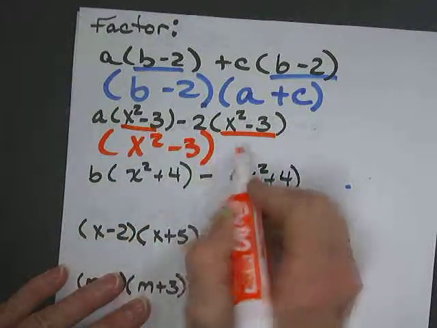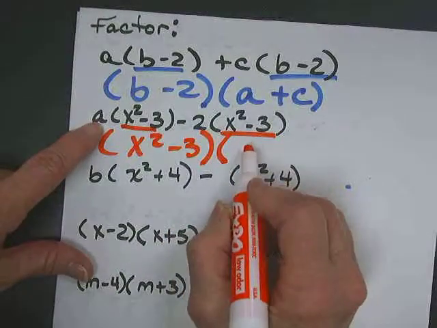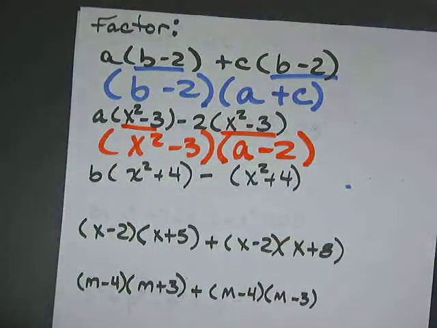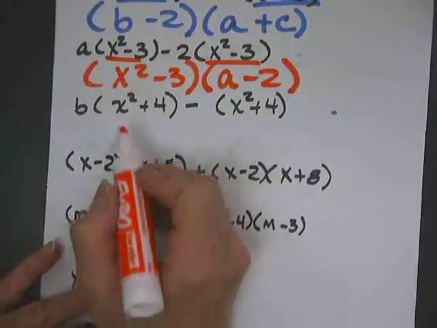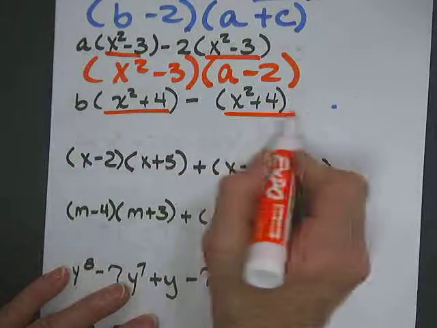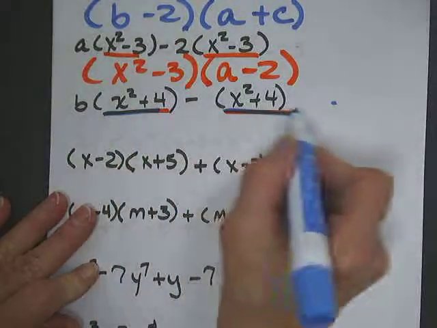What do these 2 things have in common? They're being multiplied by b minus 2. So we're writing that as a factor. What was b minus 2 multiplied by? A. Plus c. This was multiplied by a positive c. Okay? What do these 2 things have in common? X squared minus 3. What is our other term here? Our other factor? A minus 2. Very good.